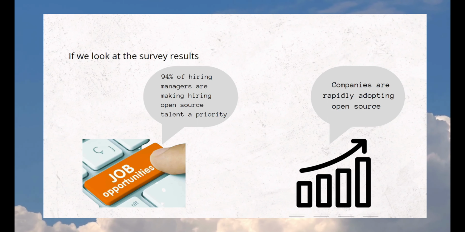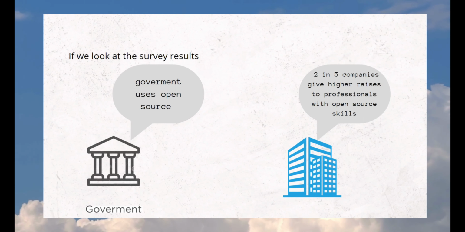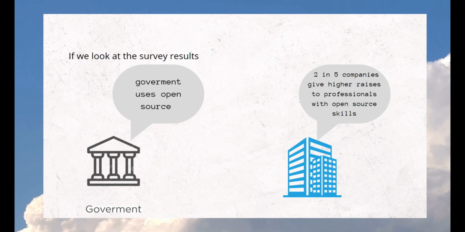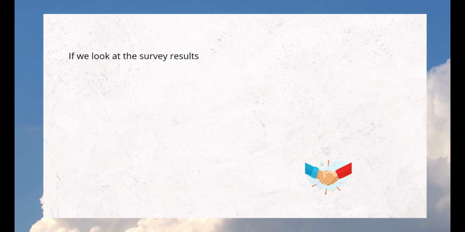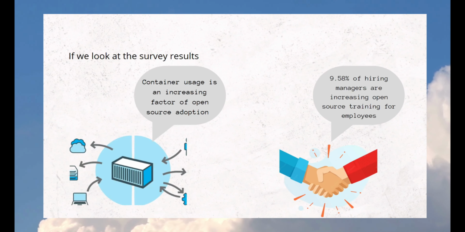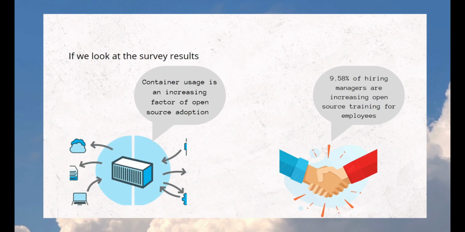Companies are rapidly adopting open source. Governments use open source. 2 in 5 companies give higher pay to professionals with open source skills. Container usage is an increasing factor of open source adoption. 9.58% of hiring managers are increasing open source training for their employees.